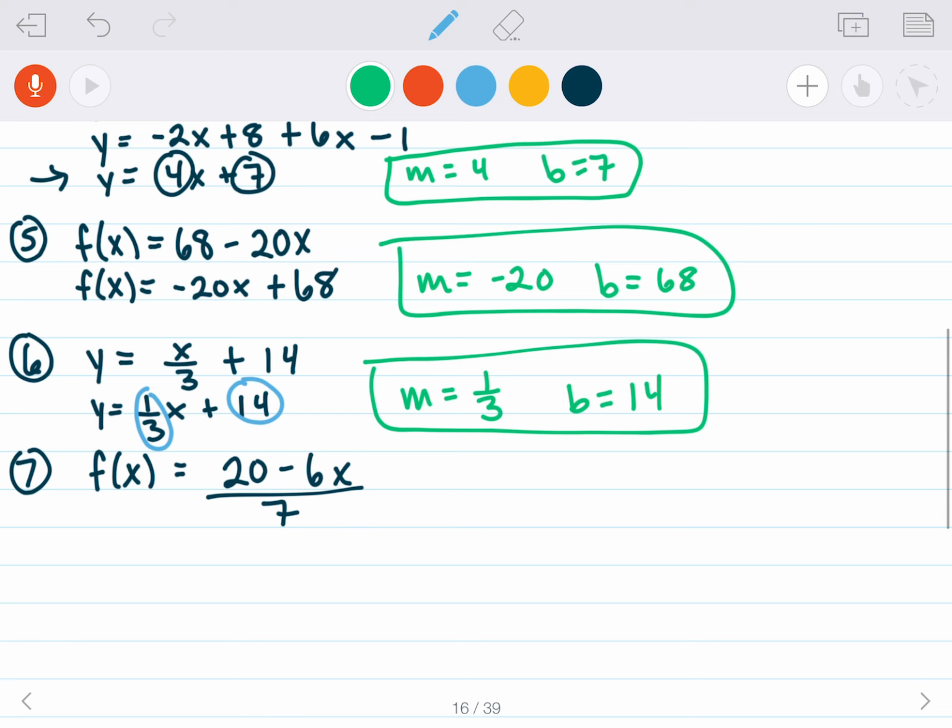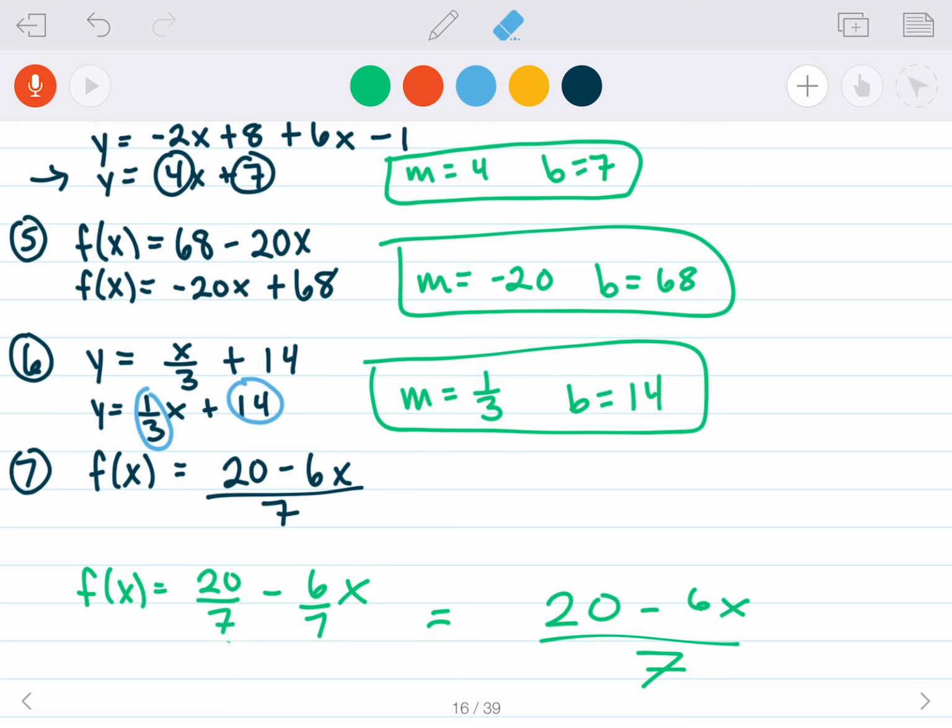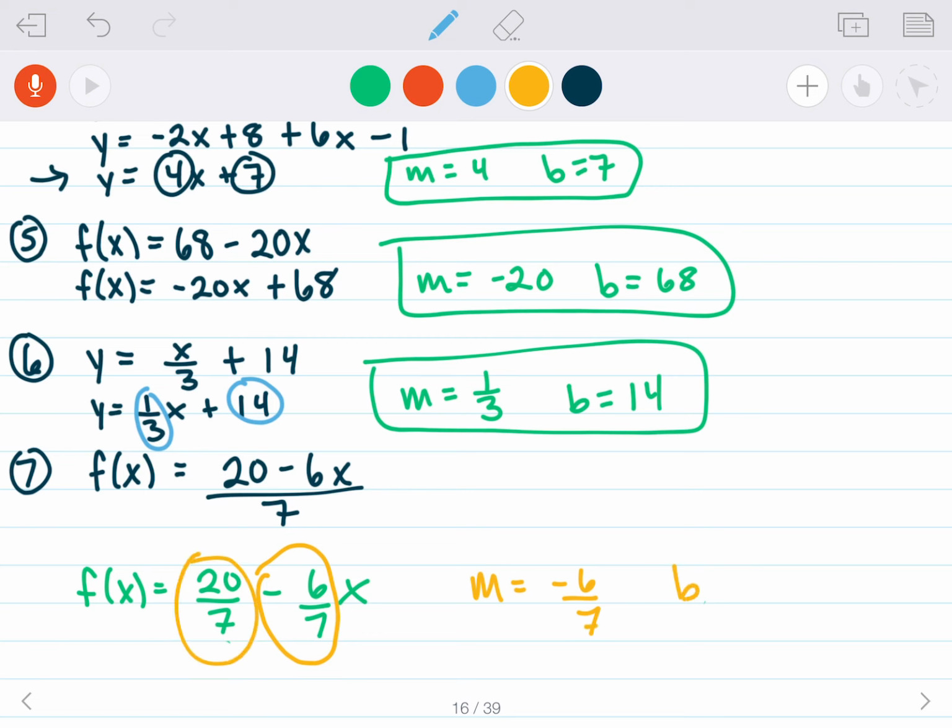Okay, let's look at this last one. We have f of x equals 20 minus 6x over 7. Now, since we're all over one number, we can separate this into fractions. So this is the same exact thing as 20 over 7 minus 6 over 7x. If I have the same denominator, I can combine the numerators like this, right? So now this looks a little bit more familiar. The number that's attached to x is negative 6 over 7. So m is negative 6 over 7. And b, my constant number, is a positive 20 over 7.